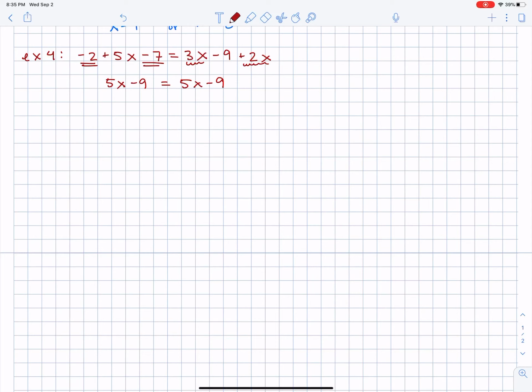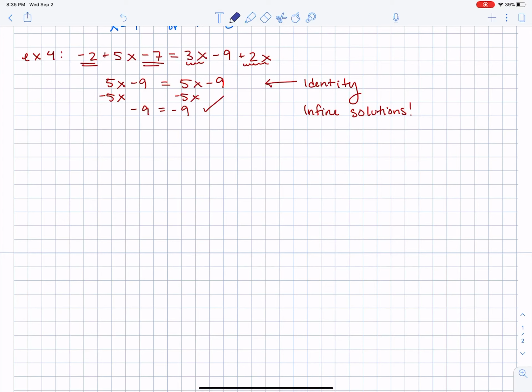And at this point, you're saying, whoa, it's the same on both sides. We can go ahead and we can call this an identity, also known as infinite solutions. But let's prove it to ourselves. I'm going to go ahead, I'm going to take away 5x from both sides, leaving me with a negative 9 is equal to negative 9. I for sure know that. Infinite solutions for that one. Did you get it?